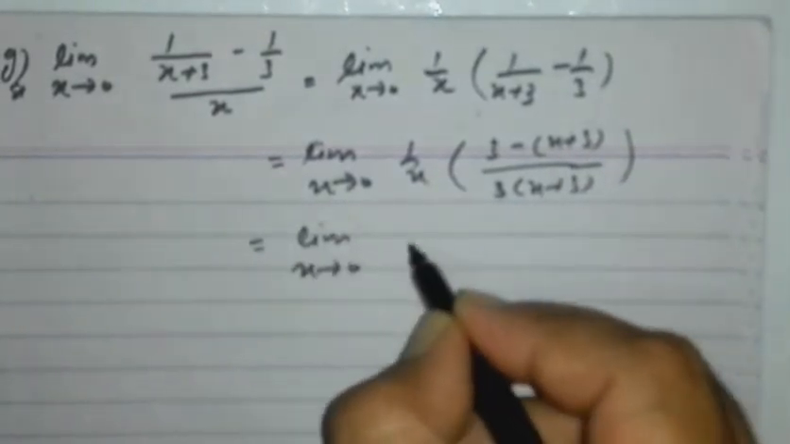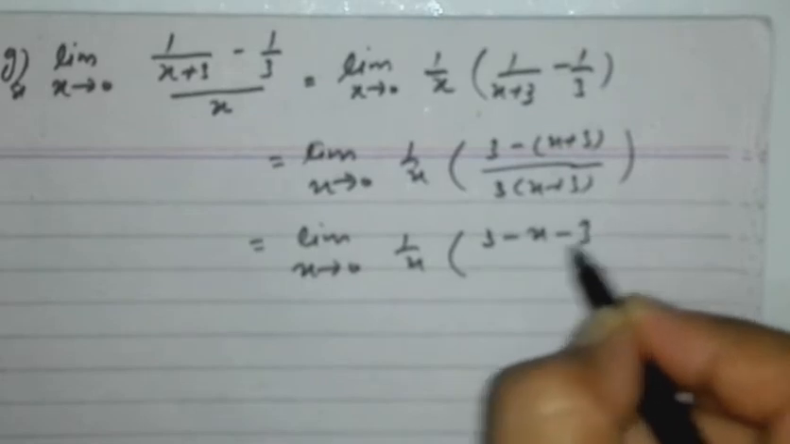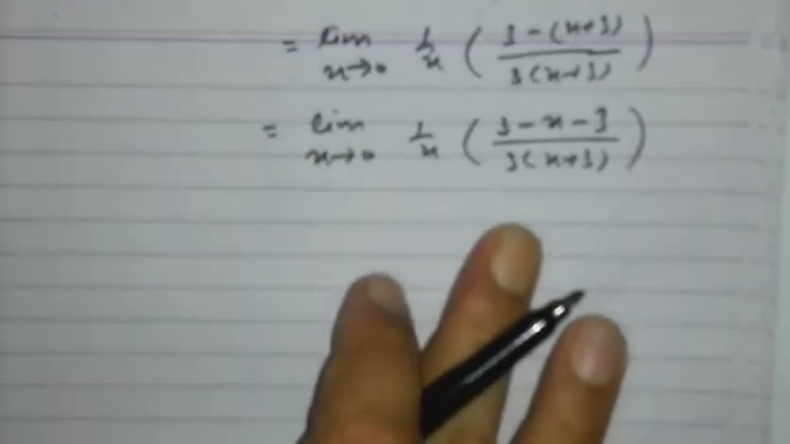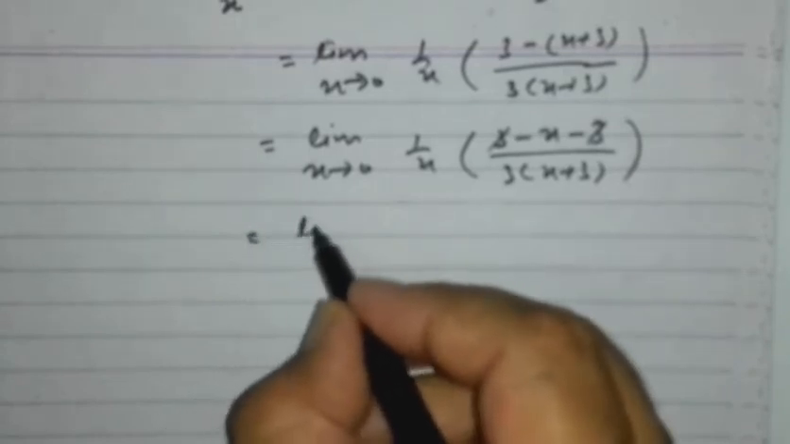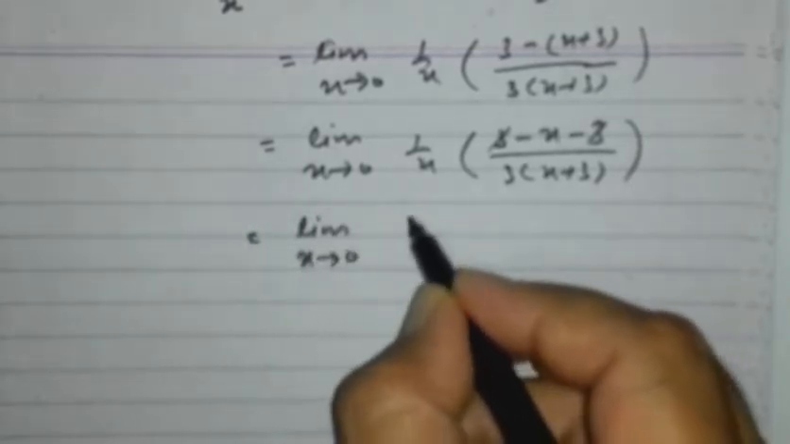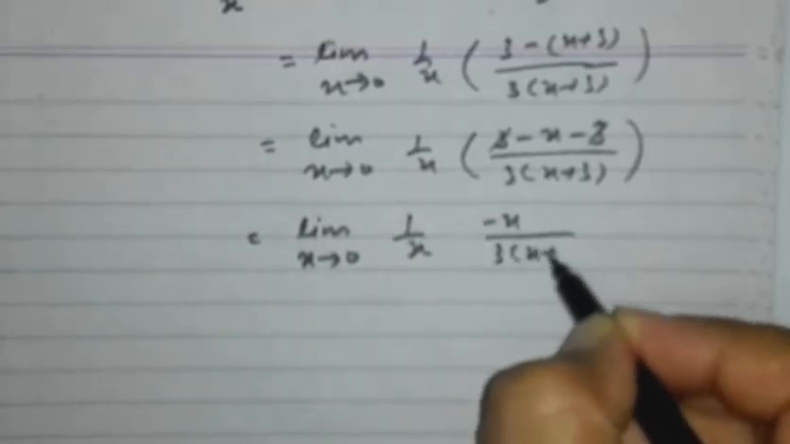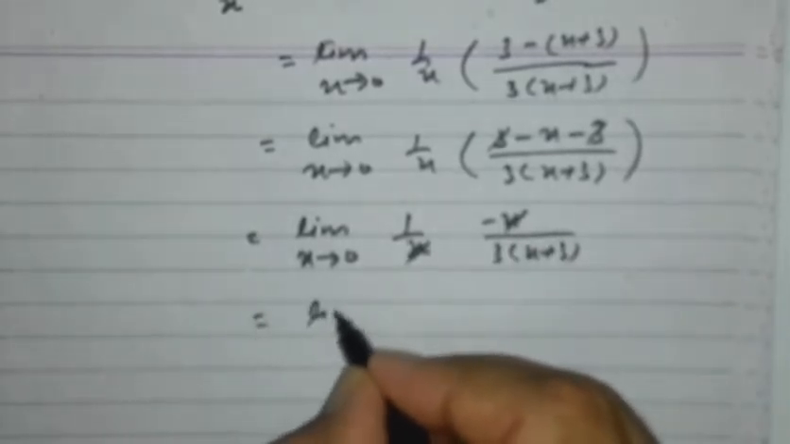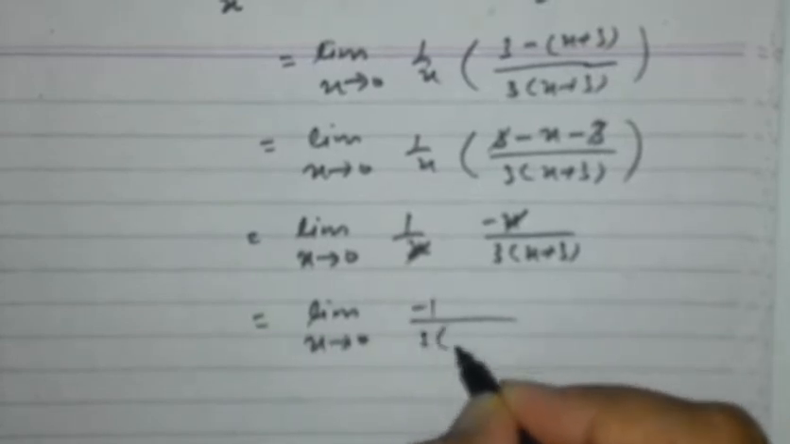Limit x tends to 0, 1 by x. Here 3 minus x minus 3 divided by 3 into x plus 3. Now this 3 cancels with this 3. We get limit x tends to 0, 1 by x. Here minus x, 3 into x plus 3. This minus x cancels with this x. So we get limit x tends to 0, minus 1 over 3 into x plus 3.